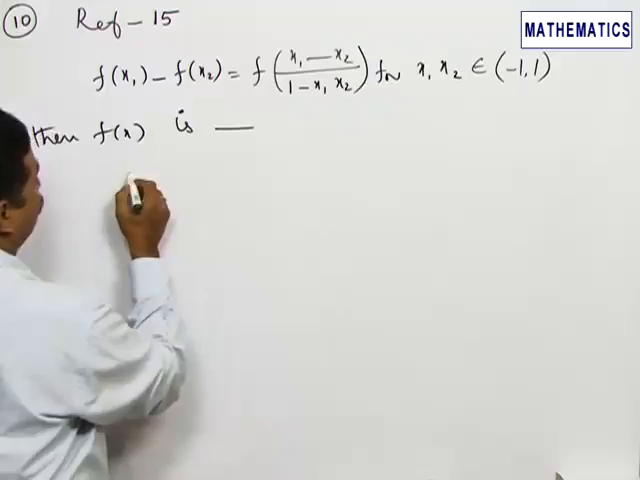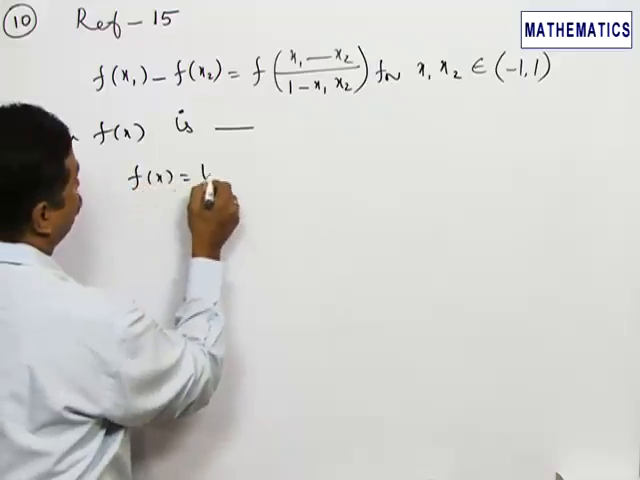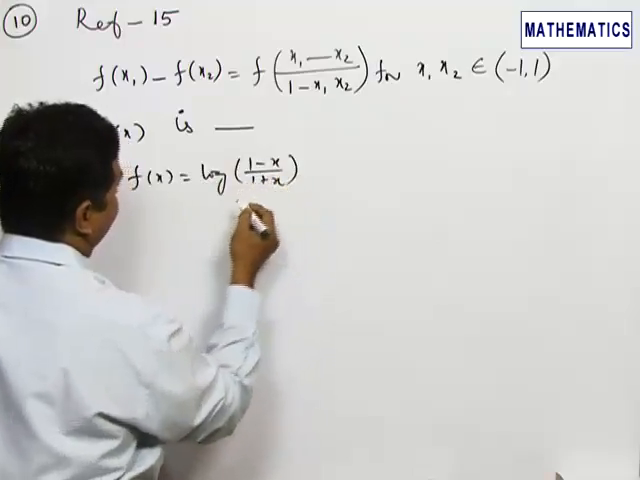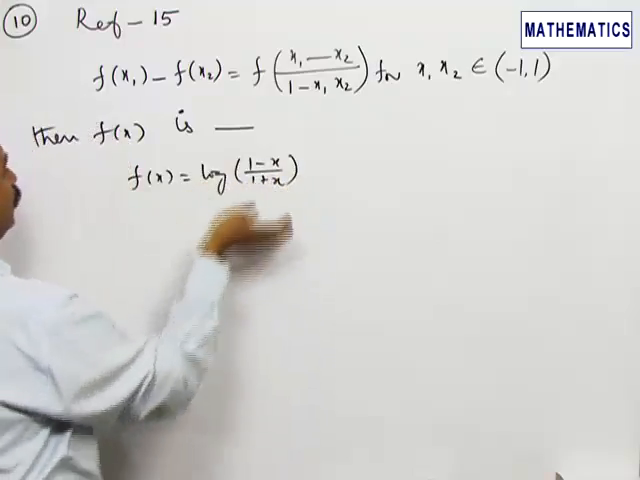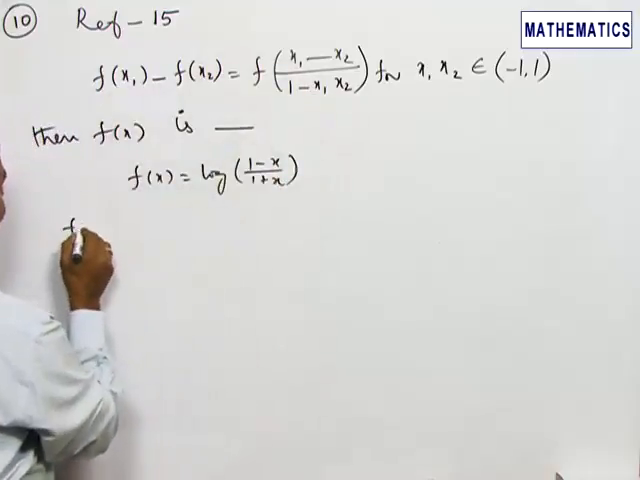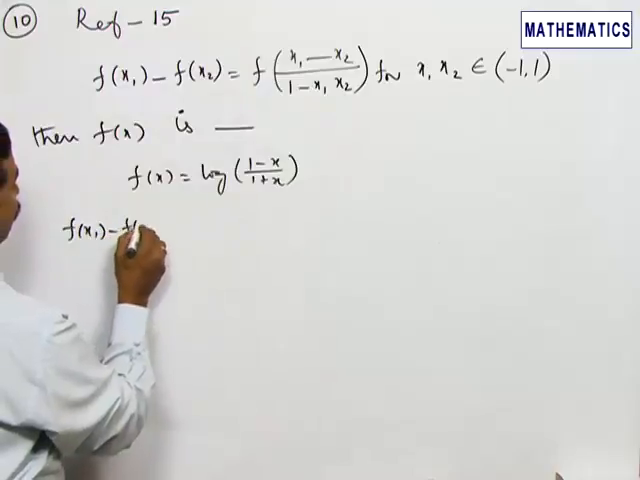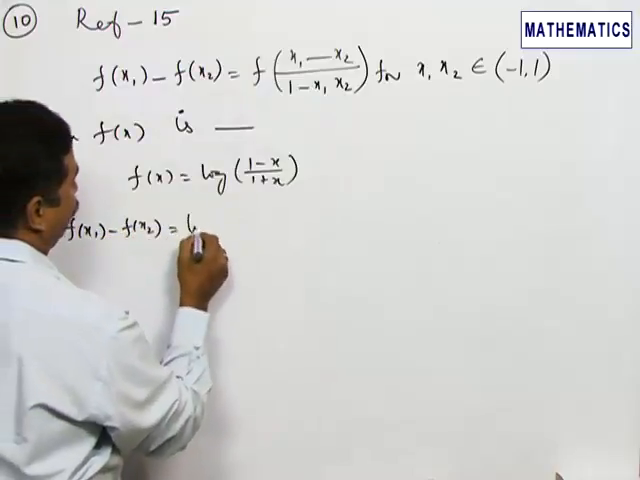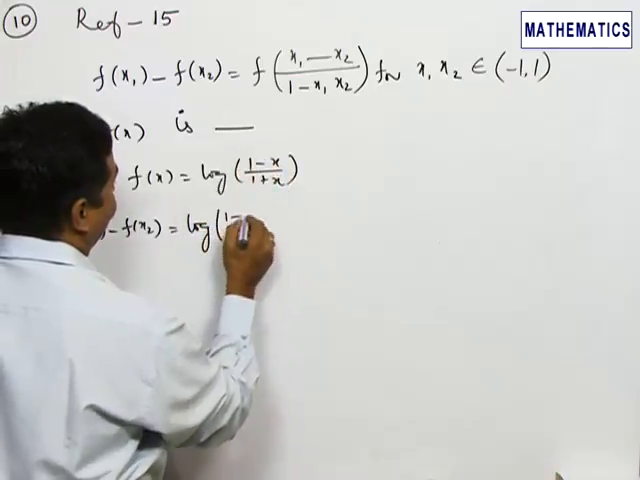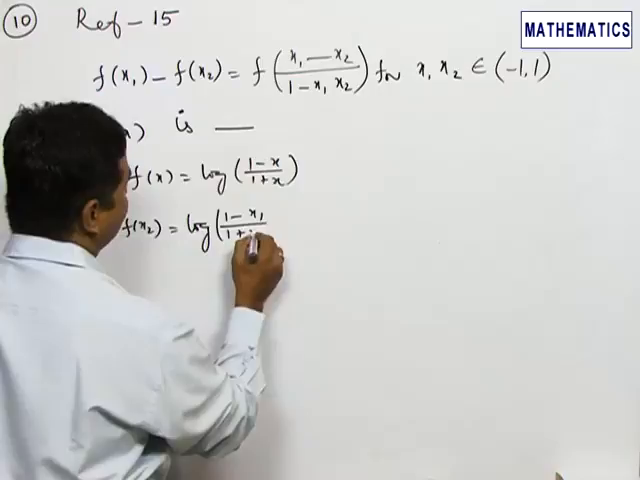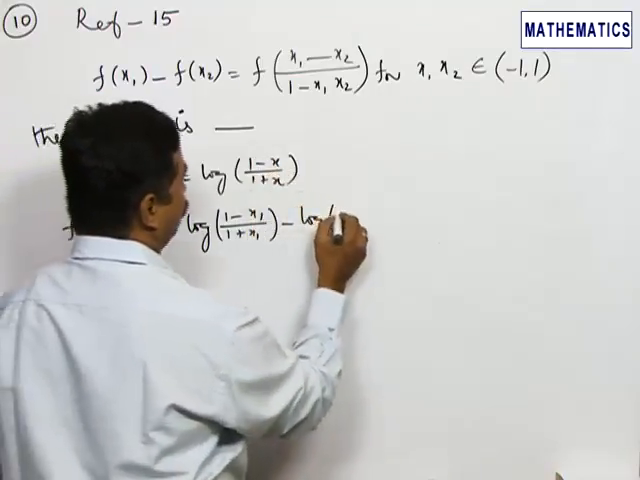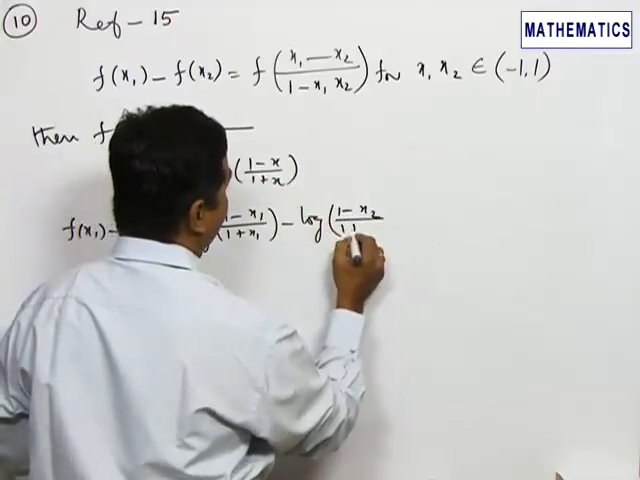Let us consider f(x) is equal to log of (1 minus x) by (1 plus x). Take this value, let us substitute in the left hand side as well as let us see in the right hand side. So the left hand side is f(x1) minus f(x2), for which log of, if I substitute x as x1, (1 minus x1) by (1 plus x1), minus log of, replacing x by x2, (1 minus x2) by (1 plus x2).